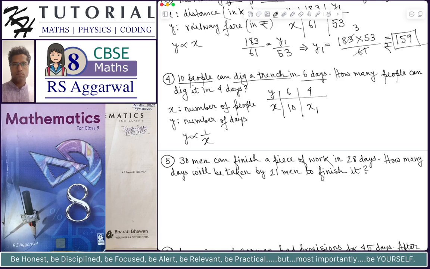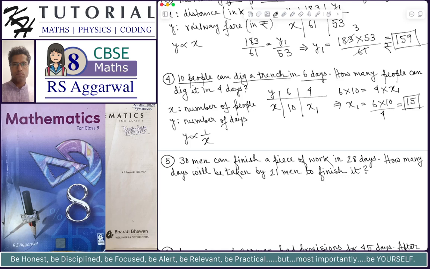So now, since the two quantities x and y are inversely proportional to each other, their product is constant. That is, the product of all the corresponding values in the table must be the same constant. So we must have 6 multiplied by 10 equal to 4 multiplied by x1. So this implies x1 is equal to 6 multiplied by 10 divided by 4, which is 60 by 4, which is 15. So 15 people can dig the trench in 4 days.